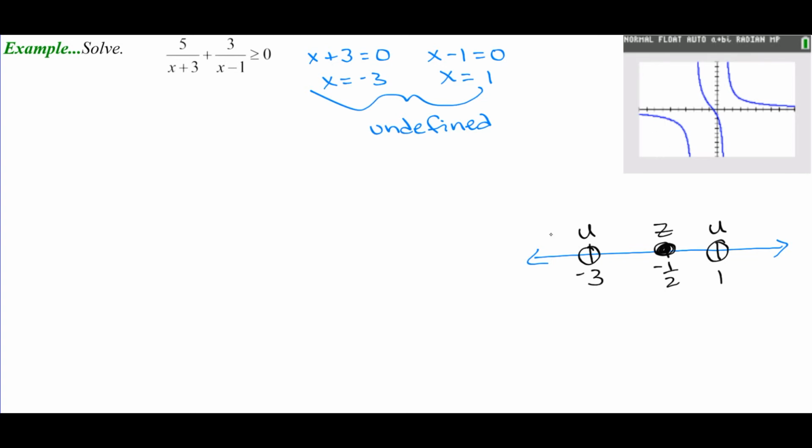Then we can check our signs again. So less than -3 is negative values. Between -3 and -1/2 are positive values. Between -1/2 and 1 are negative values. And then after 1, we have positive values again.